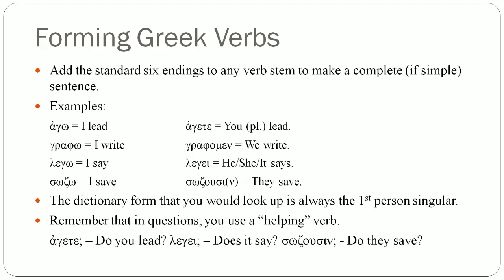All right, there you go. So your Greek verbs, that's how you form them. Okay, you take your standard verb stem, that's never going to change, and then you put one of those 6 endings on it, and that will tell you person and number, and that is what tells you what pronoun to translate with the verb. Okay.